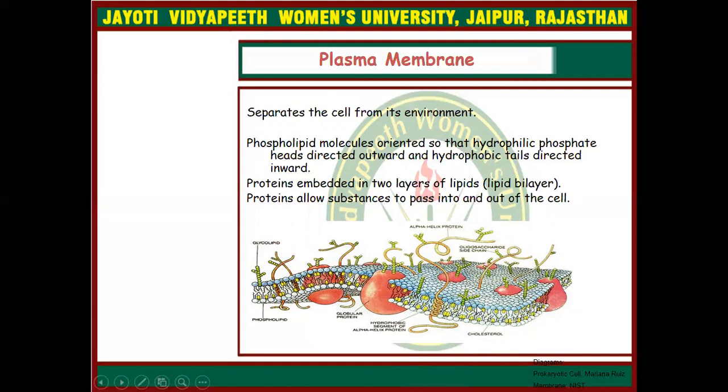The heads, the blue part, are directed outwards, and the tails are directed inside the plasma membrane. They are hydrophobic. The proteins are embedded. We can find here some embedded proteins. The proteins are embedded in the lipid bilayer. These are the two lipid layers, and the proteins are embedded in this.